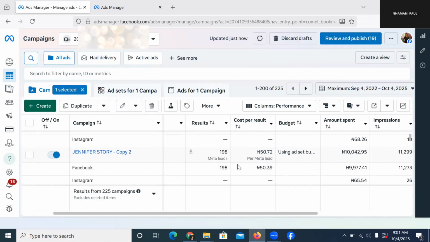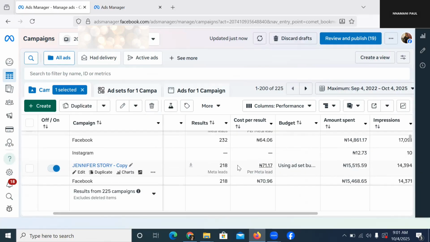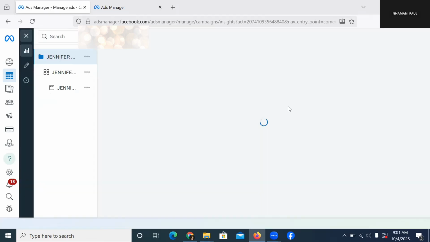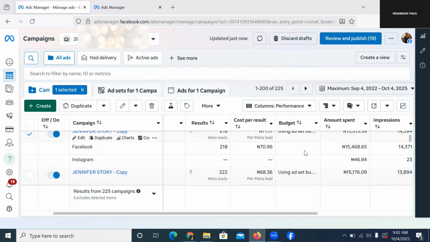So I felt like this particular advert did not run on Instagram at all, because none of the results came from Instagram. And if the advert ran on Instagram, there is just no way it's not going to come in. So you see now, this one spent only 46 naira on Instagram, and then they pushed the advert very well on Facebook. So he spent 15,000 on Facebook. And that's why I was able to get this result.